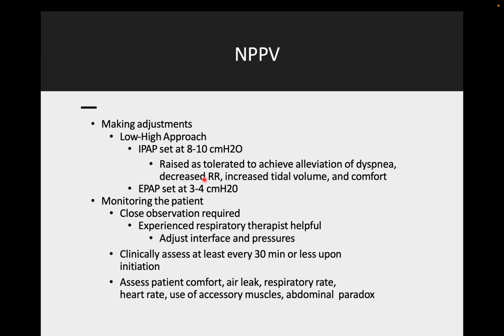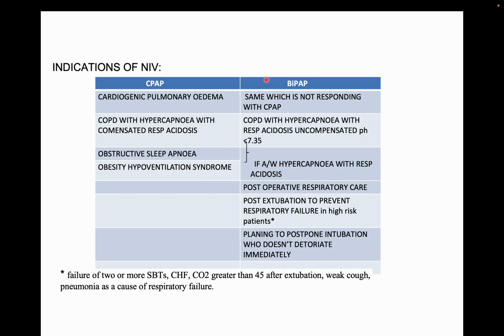We generally monitor them every 4 to 6 hours based on the ABG, and also based on the respiratory rate, the sensorium, use of accessory muscles, and heart rate. Based on that, we can adjust the inspiratory pressure and expiratory pressure. You can increase or decrease. So these are the CPAP and BiPAP.